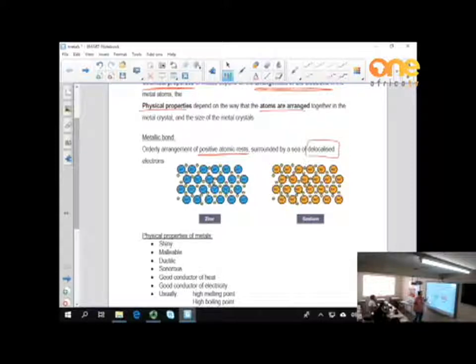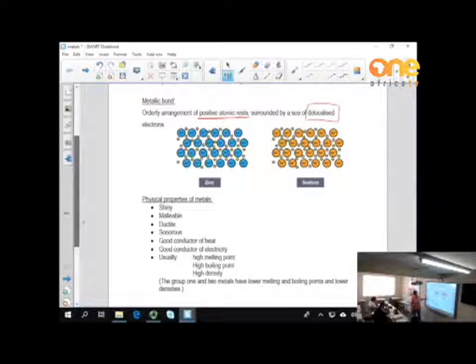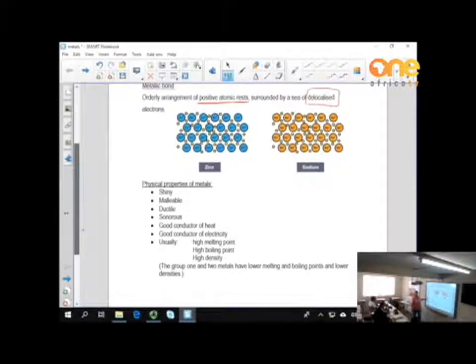Okay, so here I just have two examples. Zinc, the positive atomic rest has a charge of +2. So each zinc ion is responsible for giving off 2 electrons that can travel through the metal. Sodium has a charge of +1. There's only one outer shell electron, so each sodium atom is responsible for giving off 1 electron, or allowing 1 electron to be delocalized. Yes, probably. Okay.